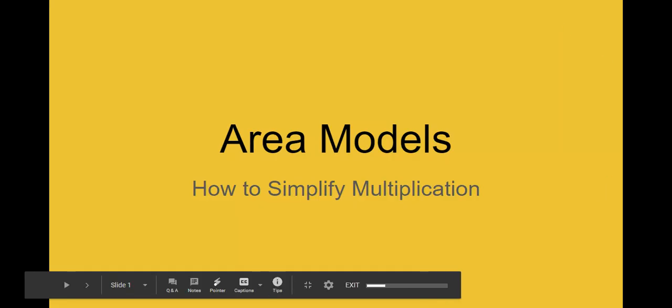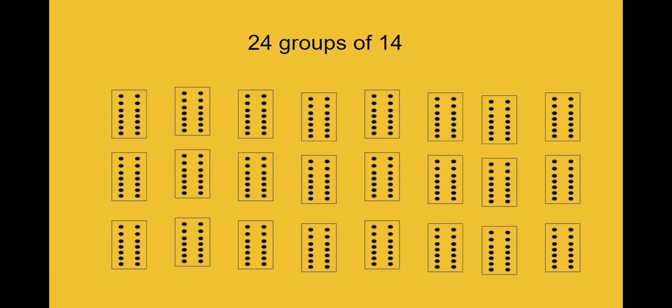This is going to be a video on how to use an area model to simplify multiplication. Let's start with a problem like 24 times 14. We can think of this as 24 groups of 14.